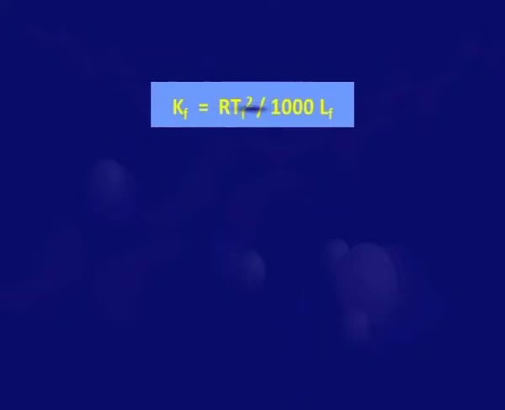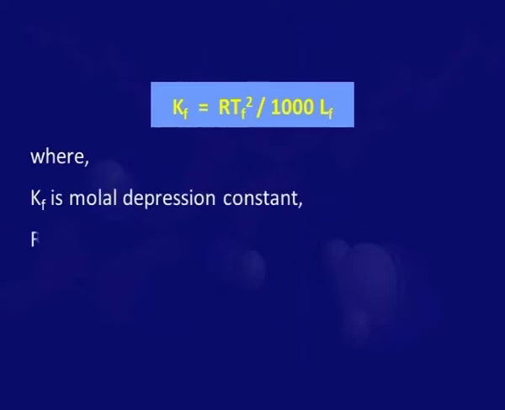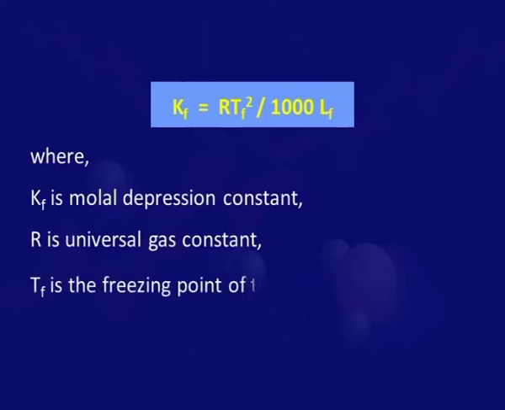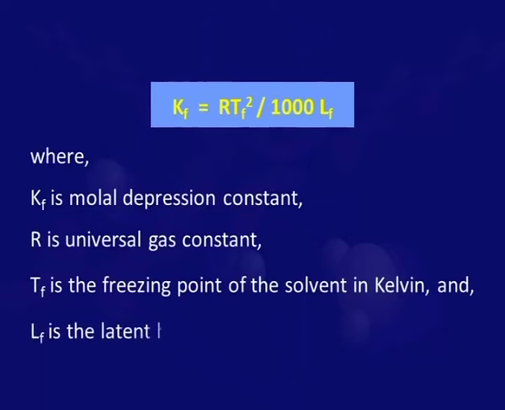Let us come to the thermodynamic calculation of molar depression constant. Molar depression constant is the property of solvent. It depends upon the nature of the solvent and it can be calculated thermodynamically by using the expression Kf is equal to R Tf square divided by 1000 into Lf. Here Kf is molar depression constant, R is universal gas constant, Tf is normal freezing point of the solvent in Kelvin, and Lf is the latent heat of fusion of the solvent.